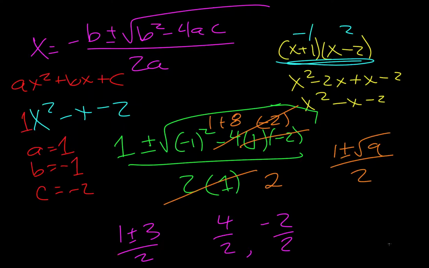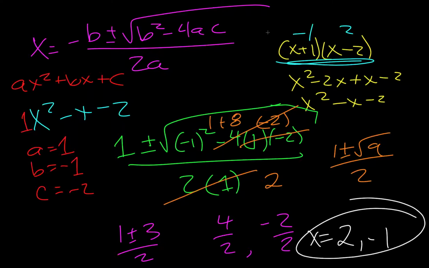So these are our two answers, but we just need to simplify those. 4 over 2 is 2. -2 over 2 is -1. And so x equals those two values, which were the two values I said we'd get in the beginning. Okay?